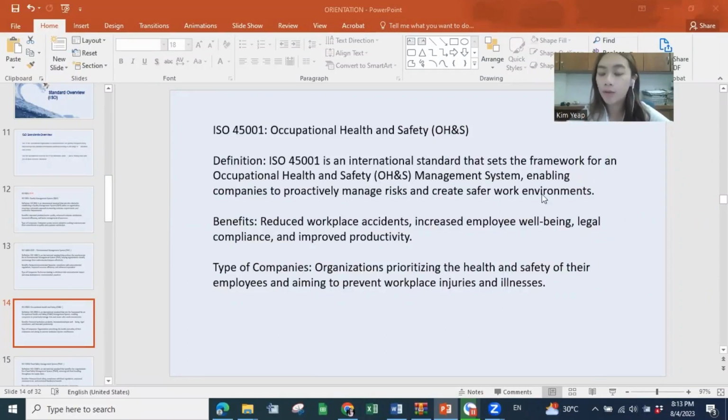So when you follow ISO 45001, at the same time, it also complies with the regulation that the authority wants you to follow. Okay, and then it improves productivity. Okay, so usually who will comply? Comply means follow. Who will comply with this ISO? It's the company who prioritizes their employee health and safety, and wants to prevent workplace injuries and illnesses. Usually, we will also say that it's the manufacturers as well.